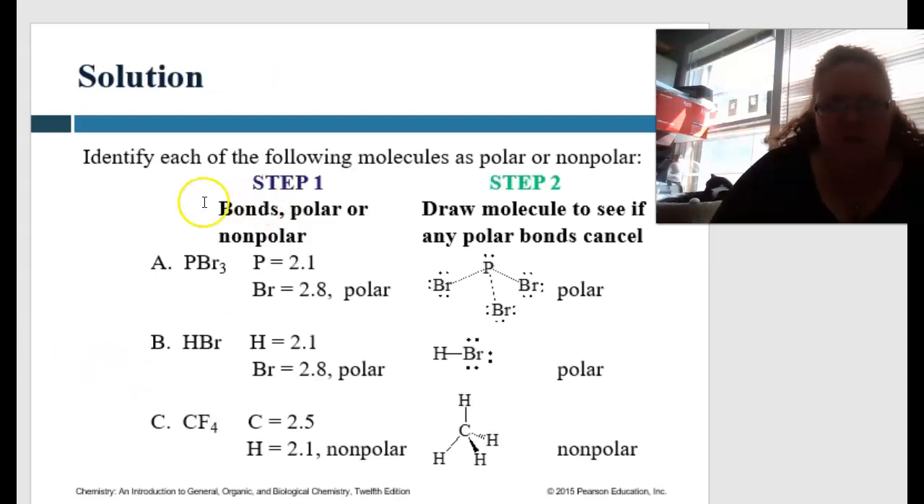All right, how did we do? So identify each. So step 1, determine if the bonds are polar or nonpolar, and then draw it out. So we calculate, okay, P is 2.1, Br is 2.8, so that gives us a difference of 0.7. That tells us that it's polar. Okay, same here, a difference of 0.7. It's going to be polar. This one is a difference of 0.4. That tells us it's nonpolar. So then we draw them knowing that it's polar, polar, nonpolar, and we can see if they cancel each other out or not.